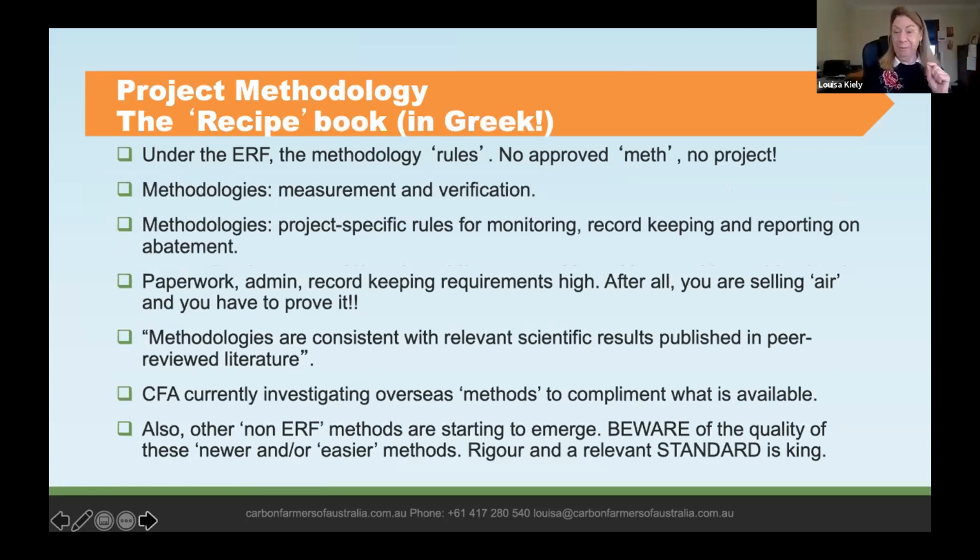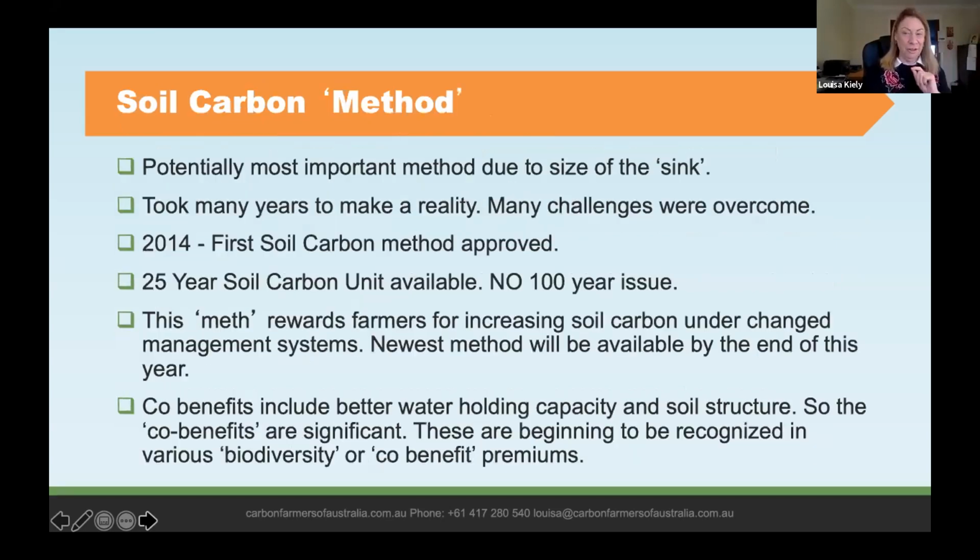You need a method. In Australia, we have the Emissions Reduction Fund, and under that there are 26 methods, of which two or three are most useful to farmers, especially the audience we're speaking to tonight. But do not think that you can make a claim for a credit unless you're following a method. The first thing you must do is register your project. You cannot claim any credits unless you register your project under a method first.